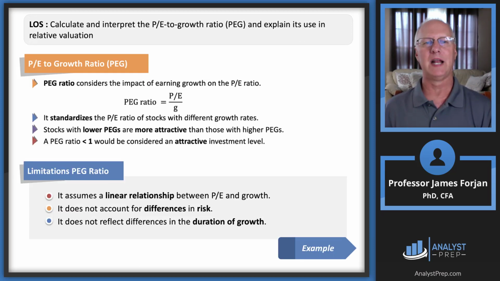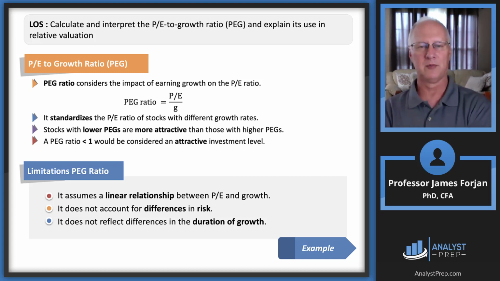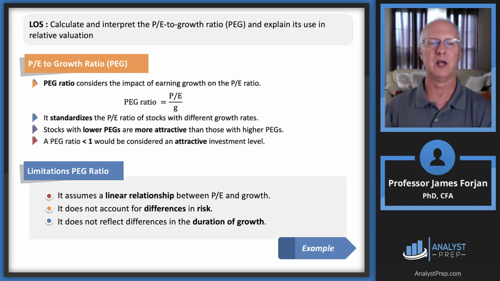How about if we divide the price earnings multiple by the growth rate? So when you divide by something, you're probably doing something called a standardization process. And so what it does, it standardizes the PE ratio of stocks with different growth rates, right? Some stock has 5%, some stock has 8%, some stock has 11%.